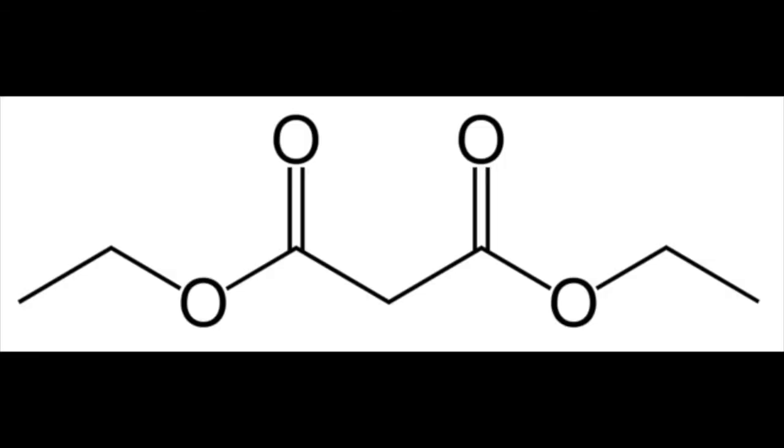Diethylmalonate is a volatile diester derivative of malonic acid. It's formed by the replacement of the hydroxyl groups of malonic acid with ethoxy groups. Because of its unique structure, diethylmalonate is highly reactive.